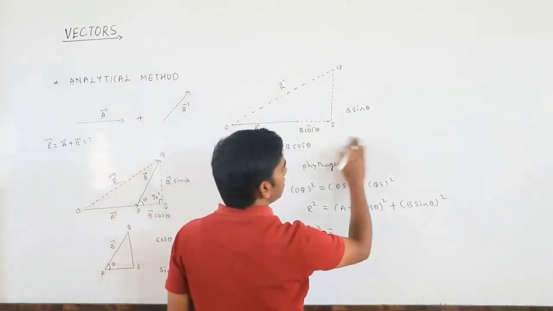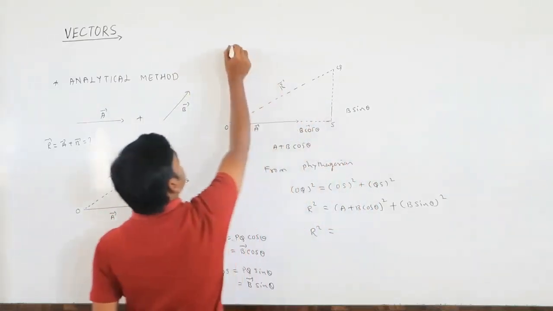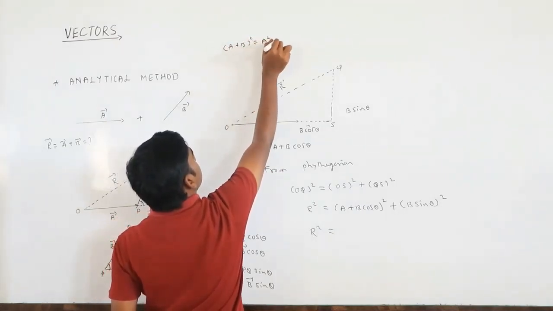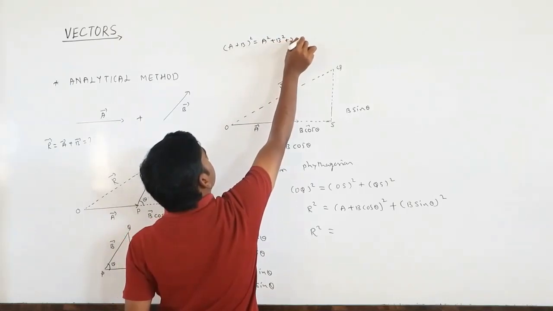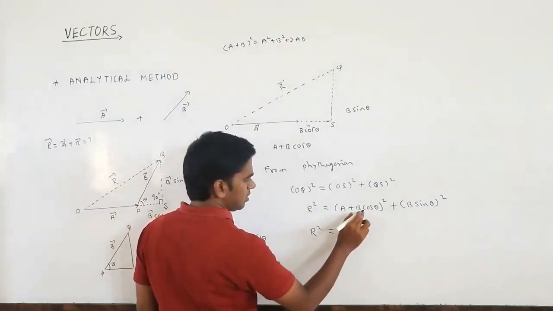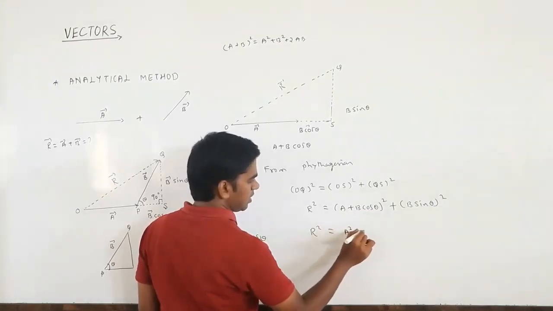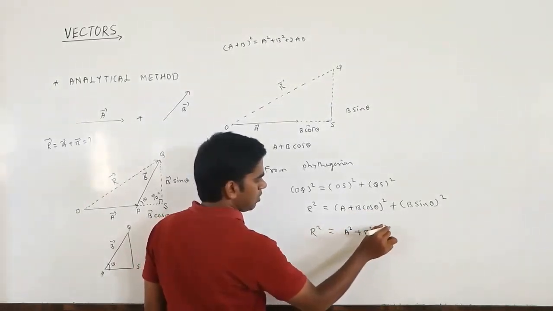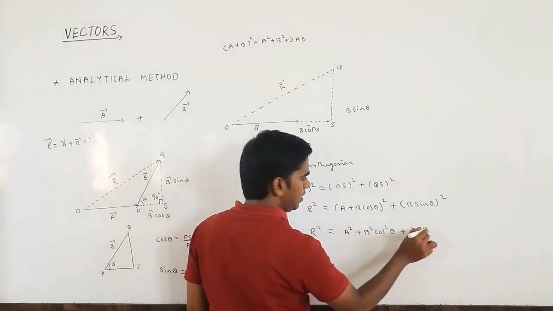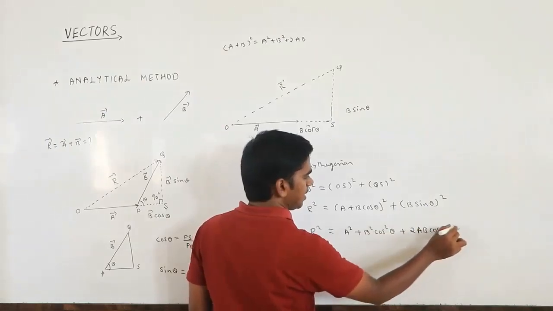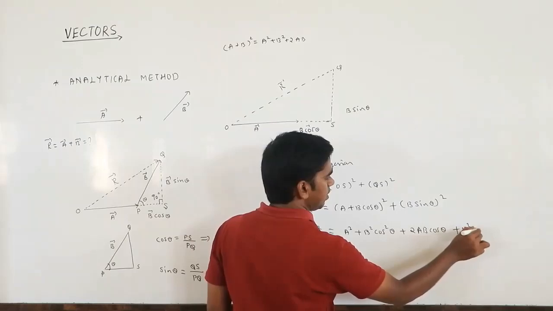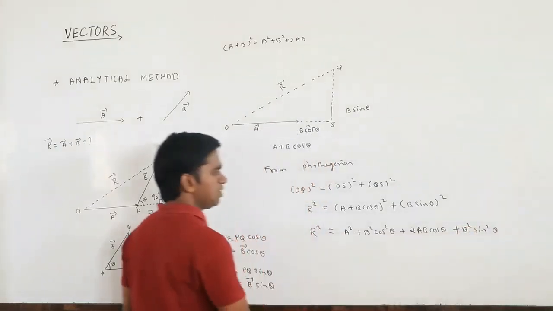So shall I write it here? I will write it here. A plus B the square is equals to A square plus B square plus 2AB. Apply here. So A square plus B square cos square theta plus 2AB cos theta, plus this you write as it is, B square sin square theta.